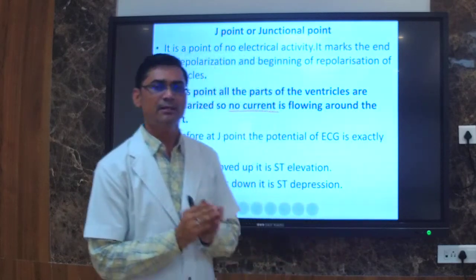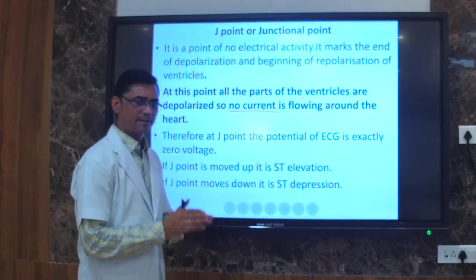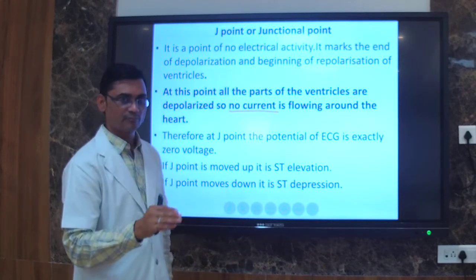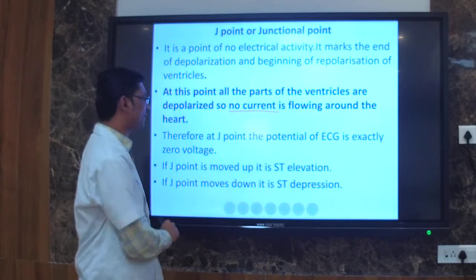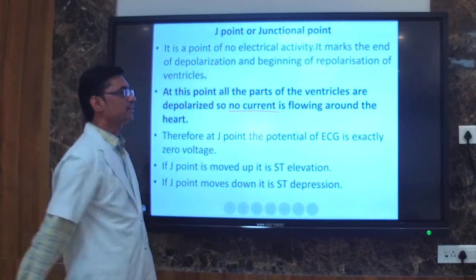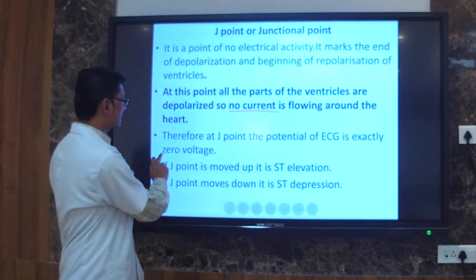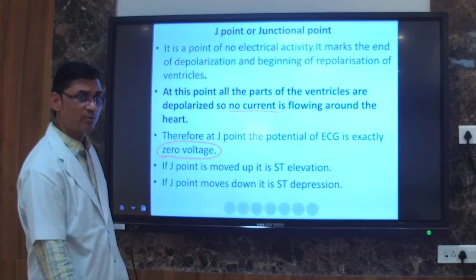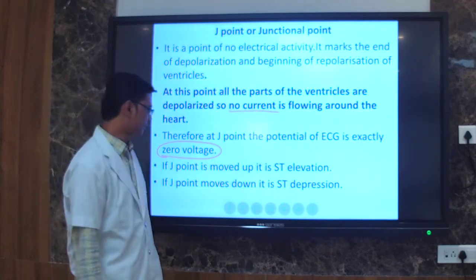And the beginning of this point of no current flow is known as the J point. It is denoted by the J point on ECG. Therefore, at the J point, the potential of ECG is exactly at 0 voltage, because it is reaching the baseline.